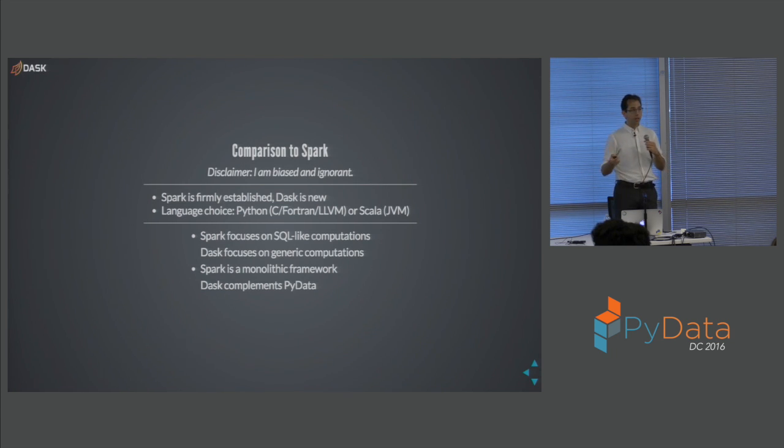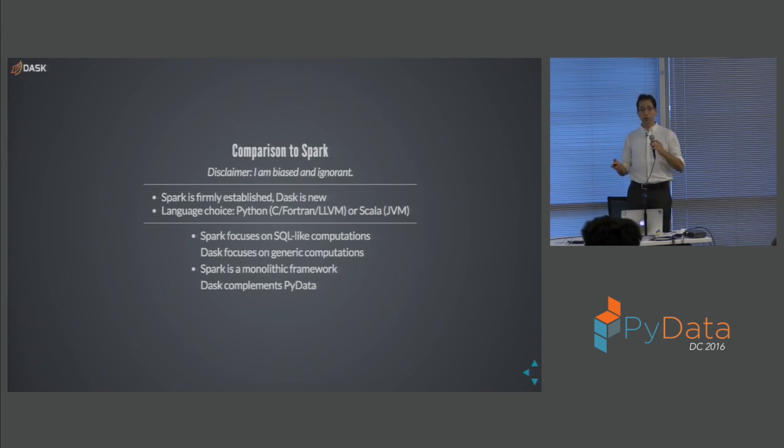So people often ask, how does Dask compare with Spark? They both seem to do big data things. And they do indeed both do big data things. So I am very biased, right? I work on this thing. I'm also very ignorant. So please, ask someone smarter than me if you actually want to make this decision intelligently.